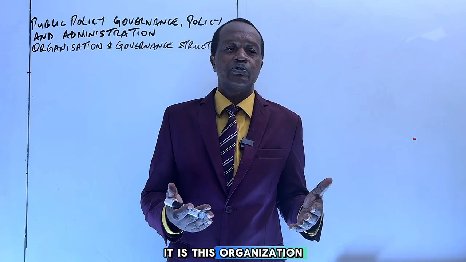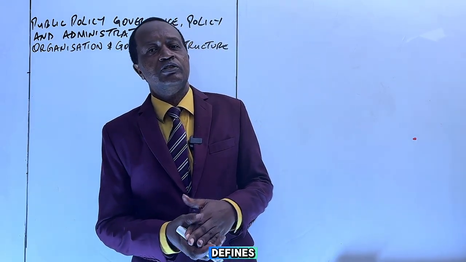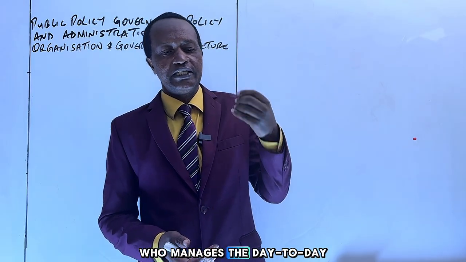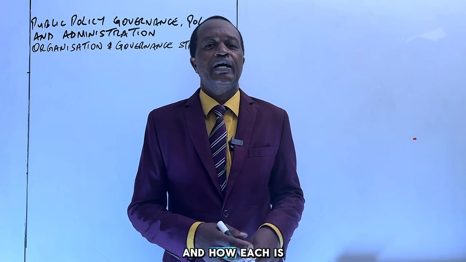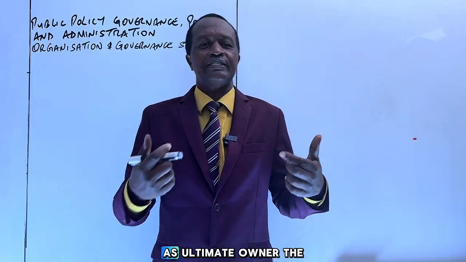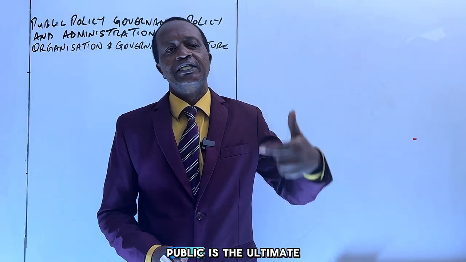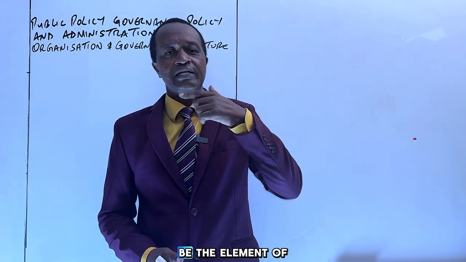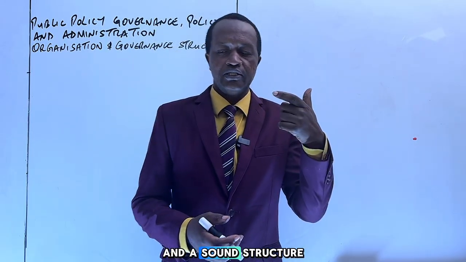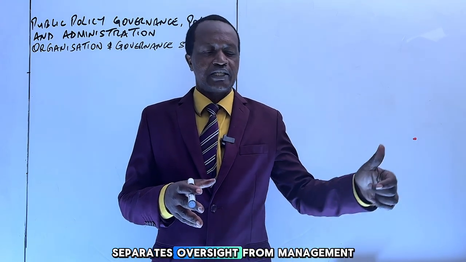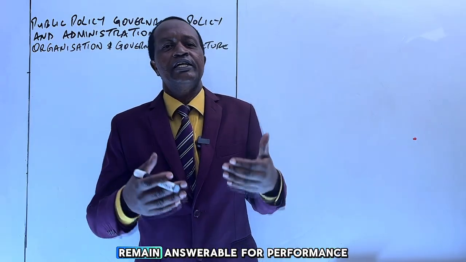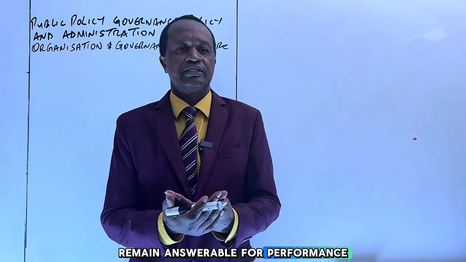It is this organization and governance structure that defines who sets strategic direction, who manages the day-to-day operations, and how each is held accountable to the state and to the public as ultimate owner. The public is the ultimate owner, so there ought to be the element of accountability. And a sound structure separates oversight from management while ensuring that both remain answerable for performance.